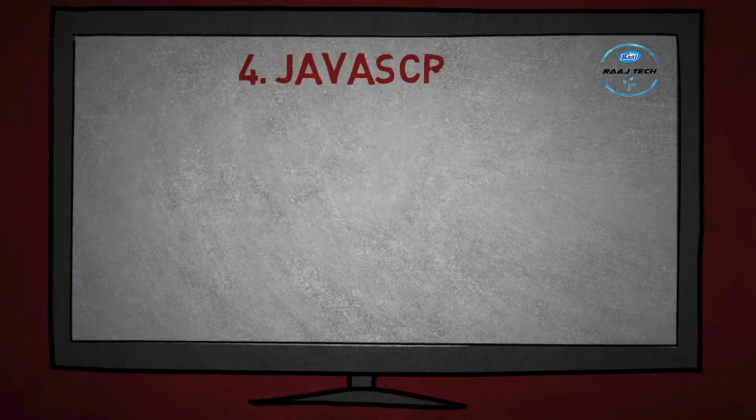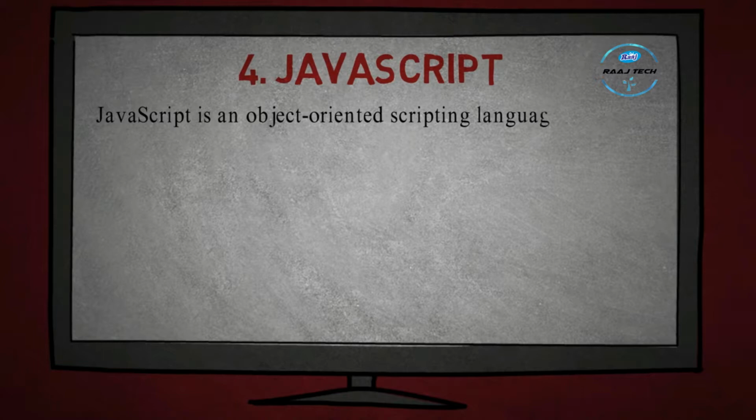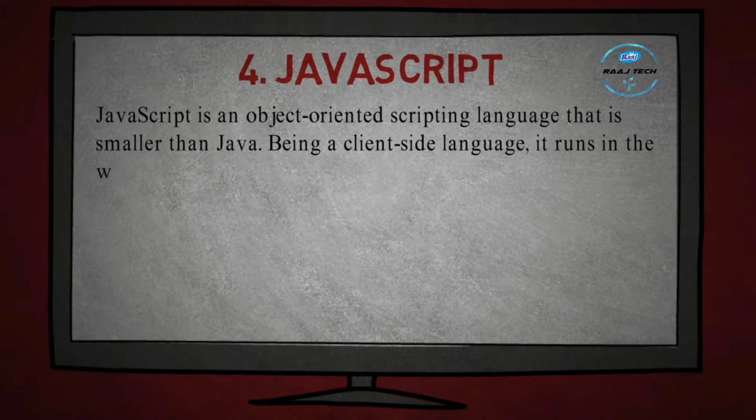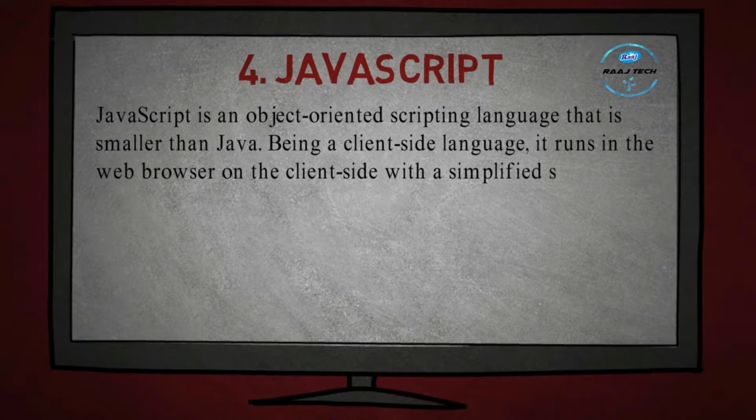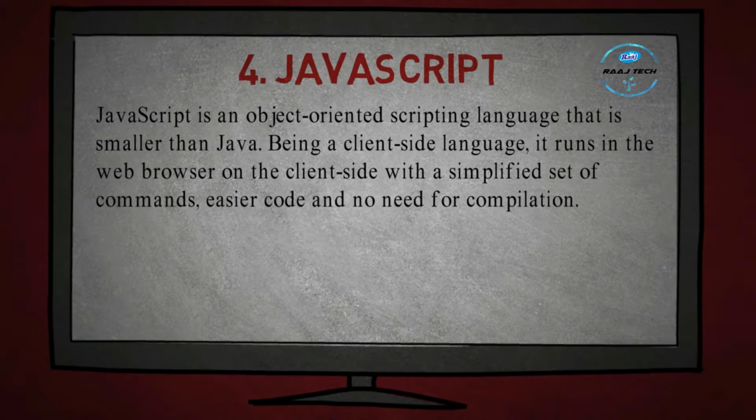Number 4. JavaScript. JavaScript is an object-oriented scripting language that is smaller than Java. Being a client-side language, it runs in the web browser on the client side with a simplified set of commands, easier code and no need for compilation.